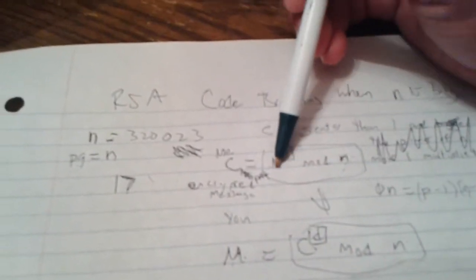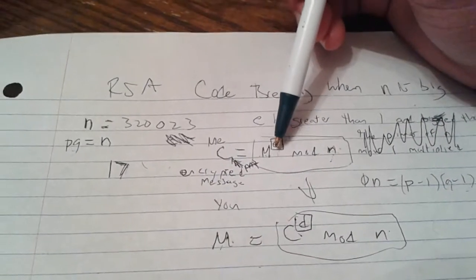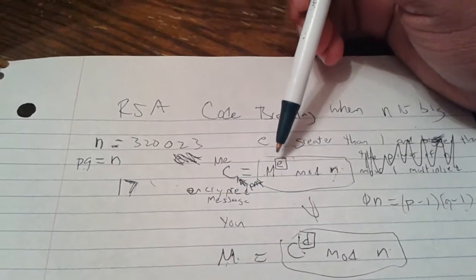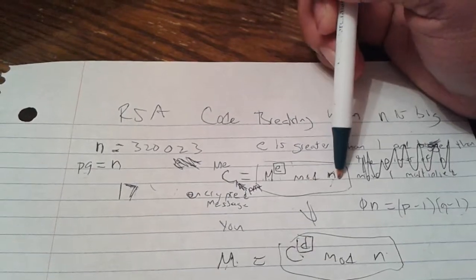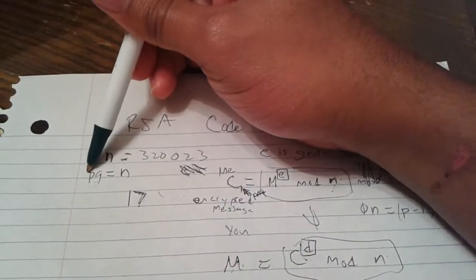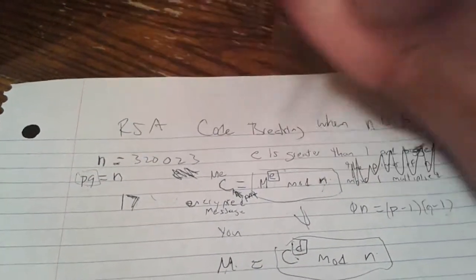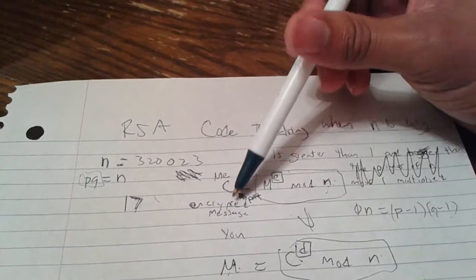So this is how encryption works. I have my unencrypted message. I raise it by a power of E, E being my private key. And I mod it by N, N being the product of two random primes P and Q. I mean, all makes sense.